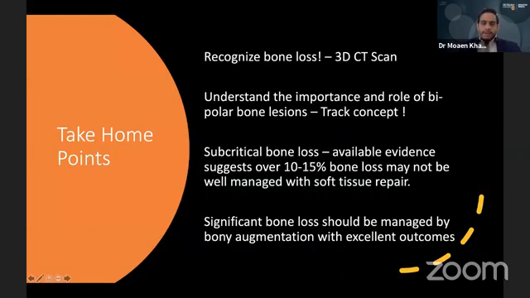So to end off, I think the most important points really are: recognize glenoid bone loss and humeral bone loss. The 3D CT scan is very important. Understand the importance and the role of bipolar bone lesions, and utilize the track concept when determining the treatment options. Subcritical bone loss is very common. Be on the lookout for it.